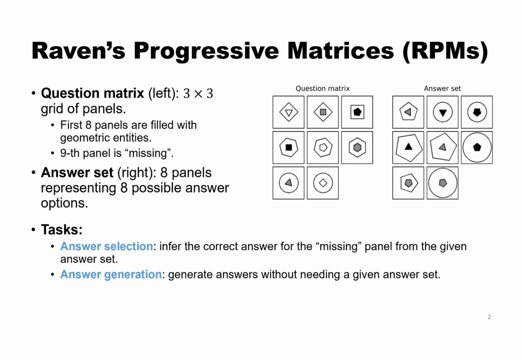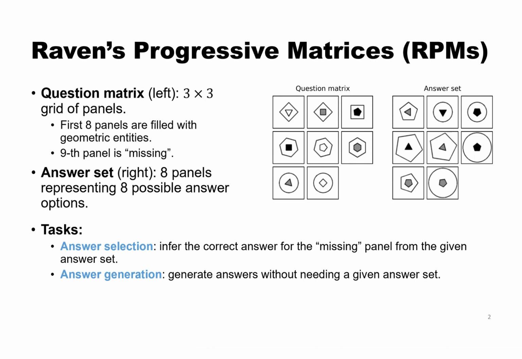A typical RPM instance is composed of a question matrix and an answer set. The question matrix is a 3x3 grid of panels that satisfy certain hidden rules, while the first 8 panels are filled with geometric entities, and the 9th panel is missing. This RPM instance on the right will be used as our running example to show the entire algebraic reasoning process.